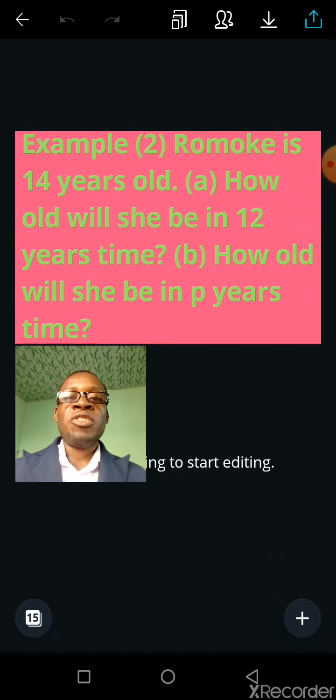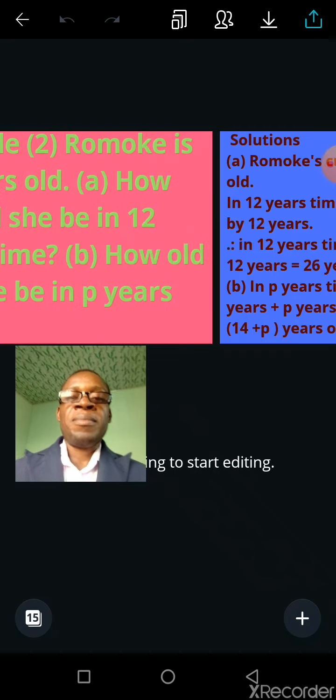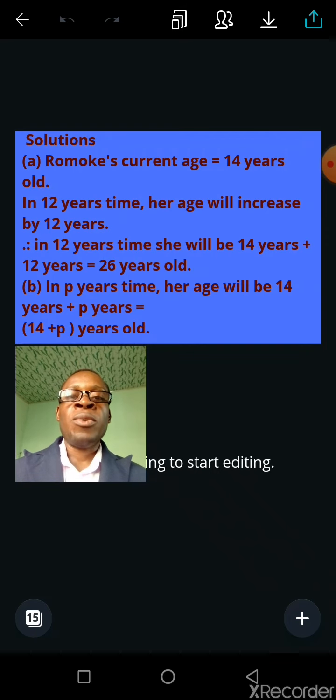The next is number 2. Romoke is 14 years old. A. How old will she be in 12 years' time? B. How old will she be in P years' time? Solutions. A. Romoke's current age equals 14 years old. In 12 years' time, her age will increase by 12 years. In 12 years' time, she will be 14 years plus 12 years, which gives us 26 years old.